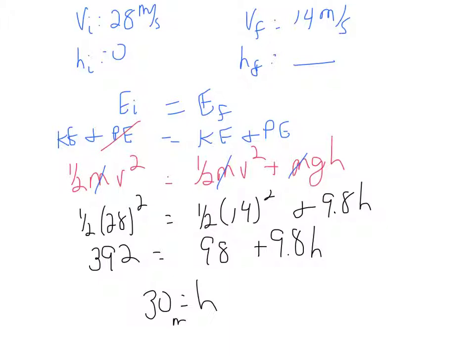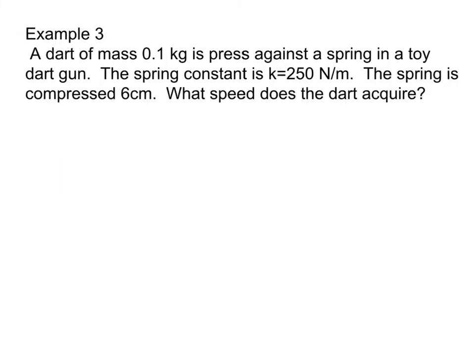Alright, let's see what else we got here. Okay, example number 3. A dart of mass 0.1 kilograms is pressed against a spring in a toy dart gun. The spring constant is 250 newtons per meter. The spring is compressed 6 meters. What speed does the dart acquire?